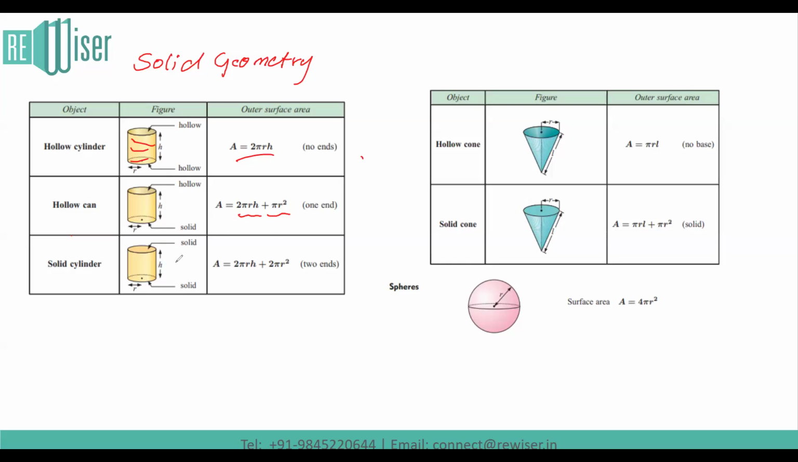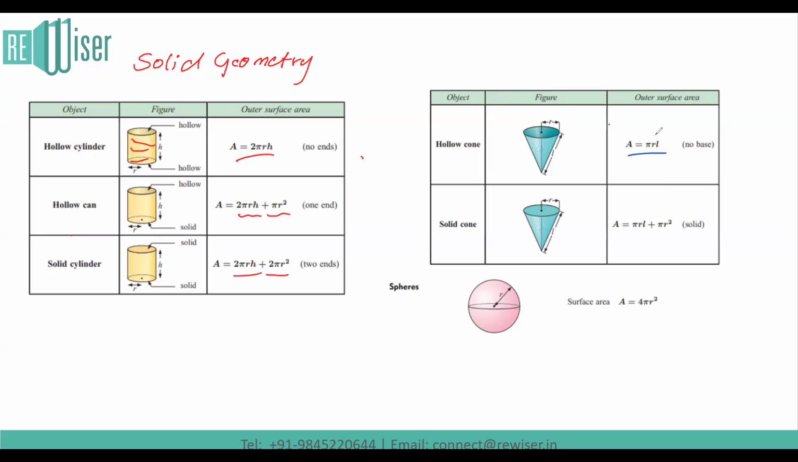And for a solid cylinder, both the top and bottom are closed. The area of both ends is going to be 2 pi r squared, so it's 2 pi r h plus 2 pi r squared. And this is what we have. Next, we have the hollow cone.